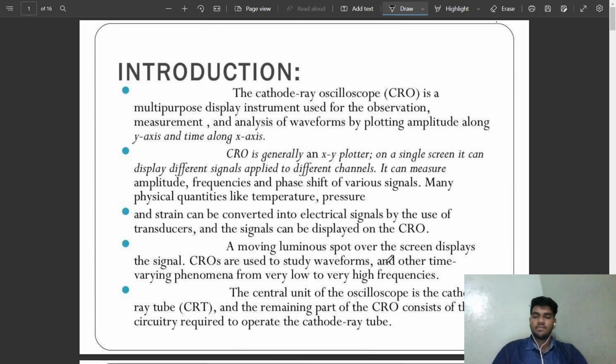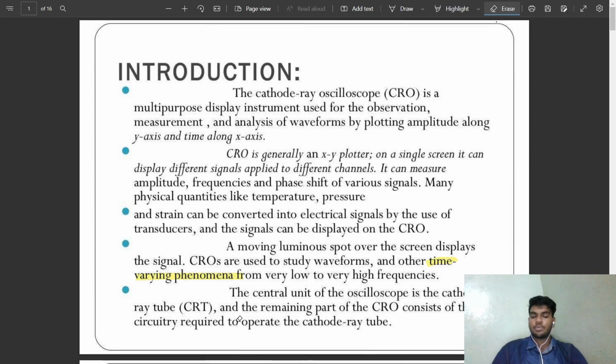Now CROs are used to study waveforms and other time varying phenomena. That's the main phrase you need to note here. Time varying phenomena means the x-axis is always fixed as the time axis, and y will change based on the type of input or device which we are choosing. We can range it from very low to high frequencies, as we know that frequency is inversely proportional to time, and we can thus find it.